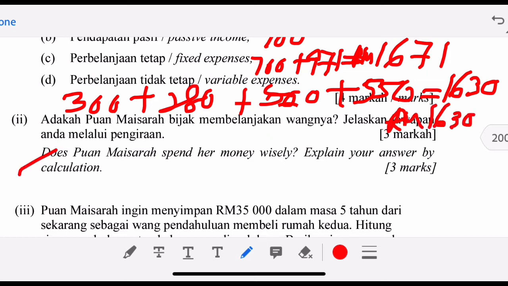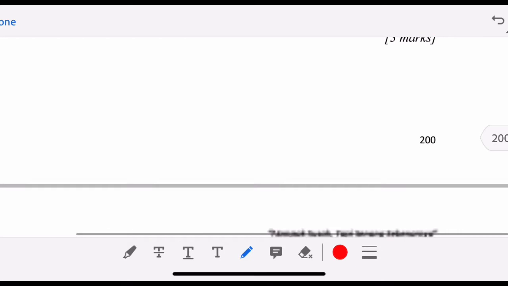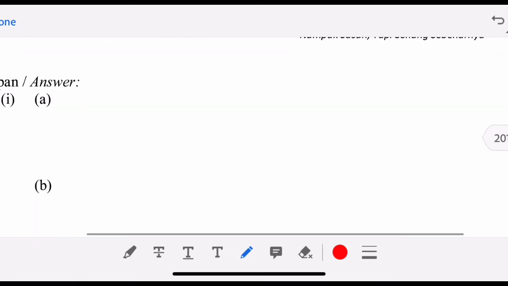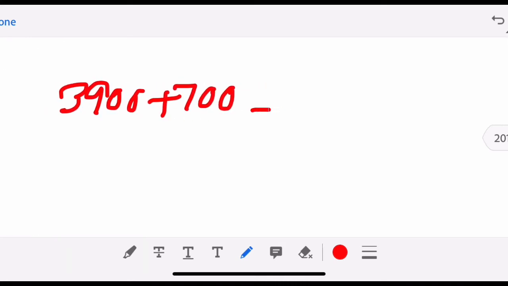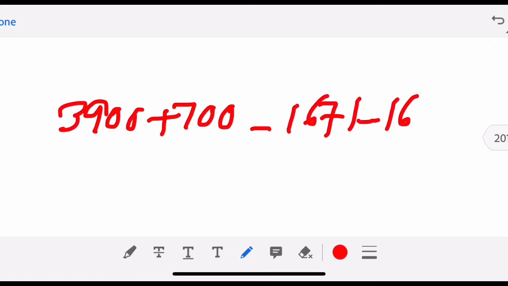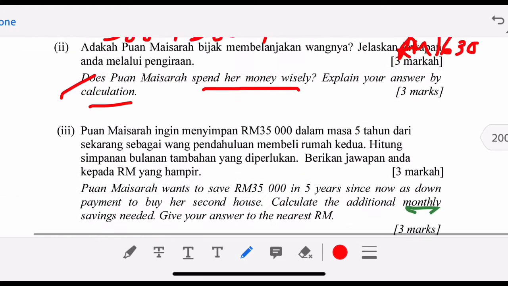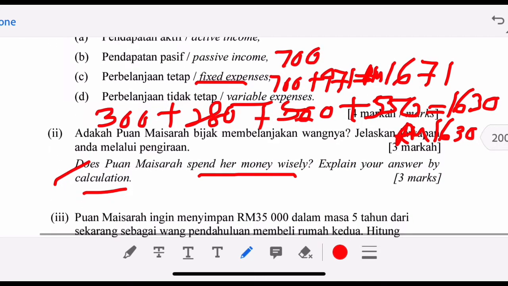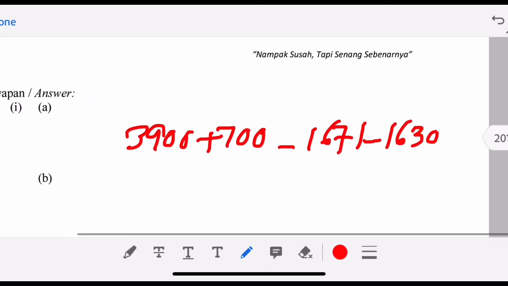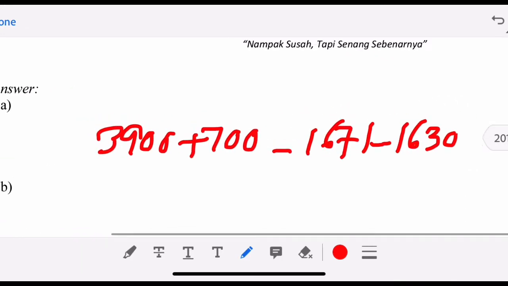Okay, does Puan Maisara spend her money wisely? Explain your answer by calculation. So we want to know whether there is a surplus of the income or not. Salary is 3,900 plus the rental, active income, minus out the expenses. Expenses got two types, right? Fixed expenses and then variable expenses, 1671 and 1630. And don't forget, actually she also got the saving, right?